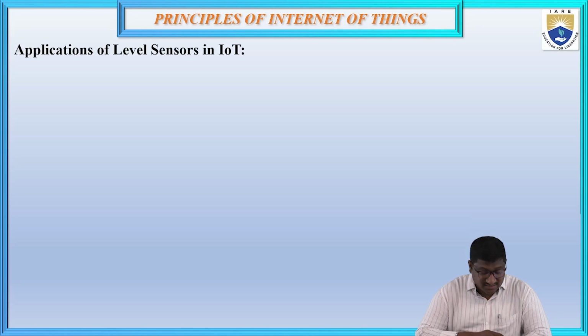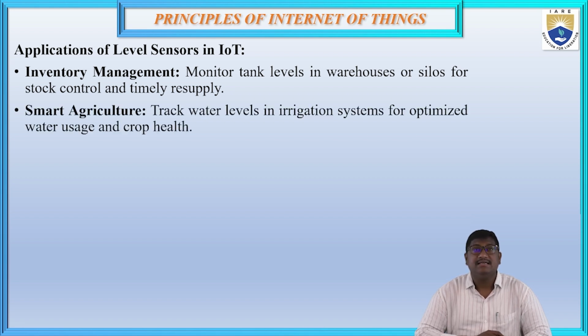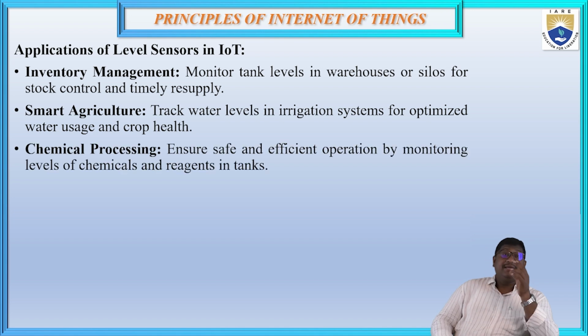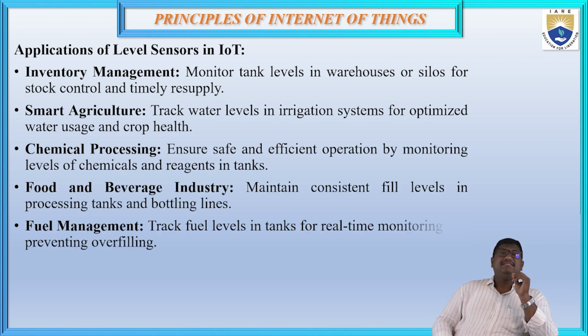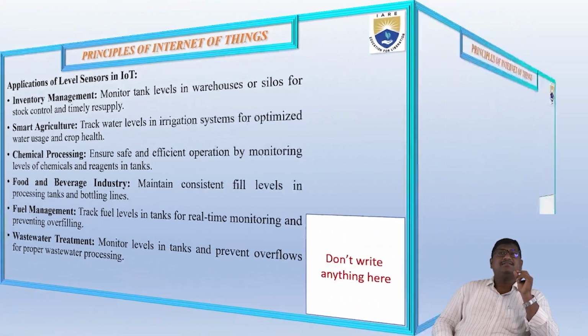And what are the different kinds of applications of using these level sensors? These level sensors are used in inventory management, monitoring tank levels, warehouses, smart agriculture, chemical processing, the food and beverage industry, fuel management, water waste treatment. All these are the different kinds of applications of level sensors, guys.